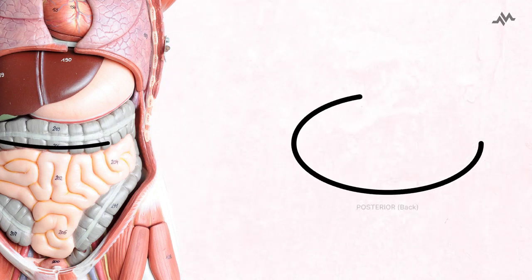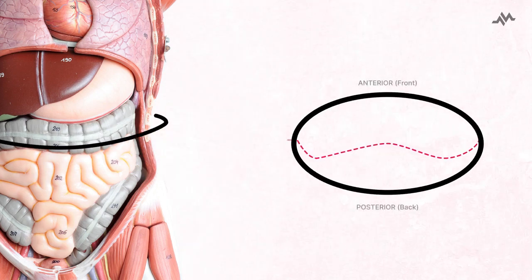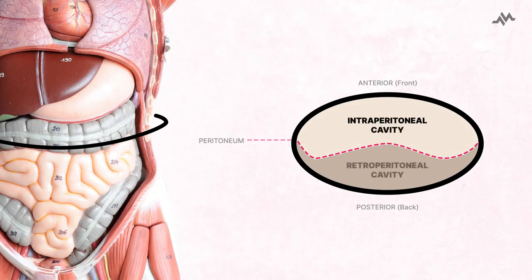Within the abdominal cavity, there are two spaces that are divided by the peritoneum, with each space containing its own structures. We call these spaces and the organs within them the intraperitoneal and retroperitoneal space and structures. The division between these spaces is a test and exam favorite.